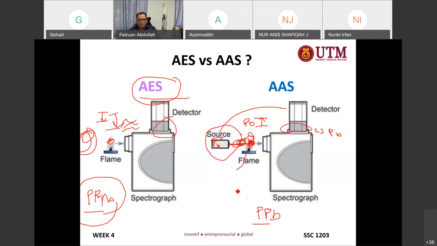Meaning that, from the difference between AAS and AES, which one has a lower detection limit? AAS or AES? Who answers AAS? Okay, who agrees with me, AAS? Anybody?